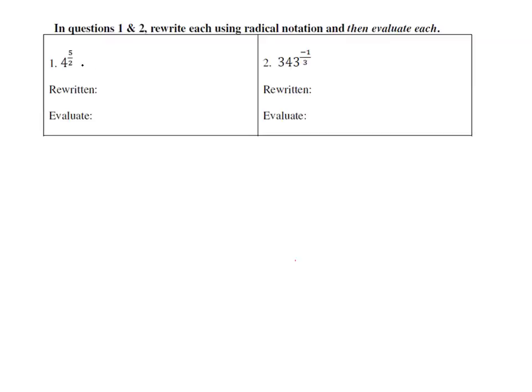So when I ask you to rewrite it, remember that this number here is the root. So it's saying square root of 4, and then this is your power. So there's the rewritten part. And then when you go to evaluate it, you can type it in the calculator this way, or you can type it in this way, or you can do it by yourself, either way, and you'll get 32.